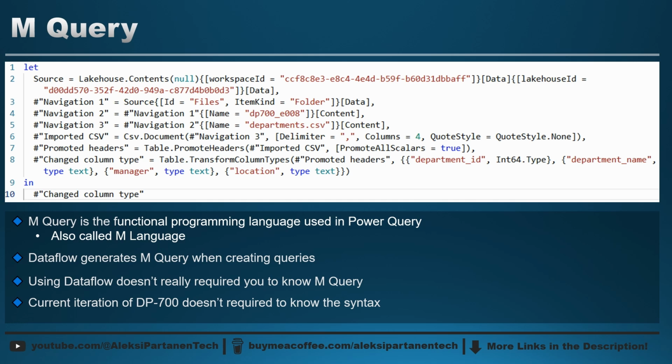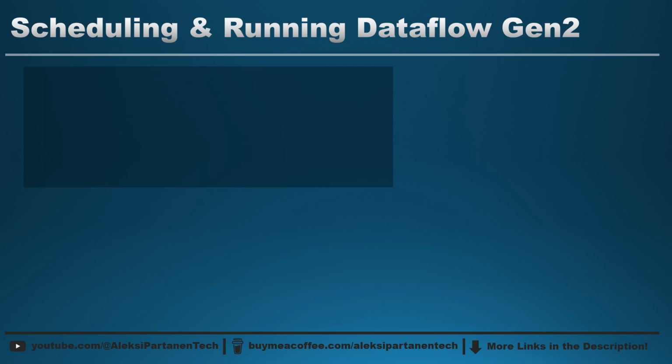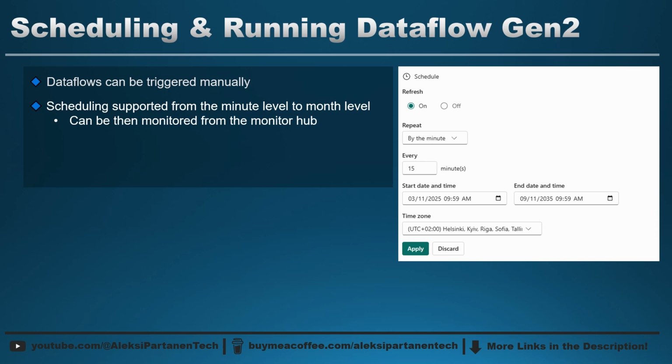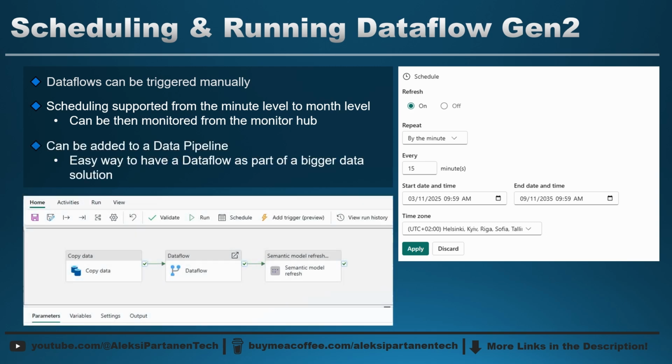Then a bit about scheduling and running dataflows. Of course, a dataflow can be triggered manually from the Fabric UI, but there are also other more sophisticated ways of running them. One way would be to schedule the dataflow in a very similar fashion to a data pipeline and define a schedule from minute level all the way up to month level. This would then run your dataflow according to your schedule, and then you could monitor the run from the monitoring hub. The other way would be to have the dataflow as an activity in a data pipeline and then schedule and orchestrate the run with that data pipeline.